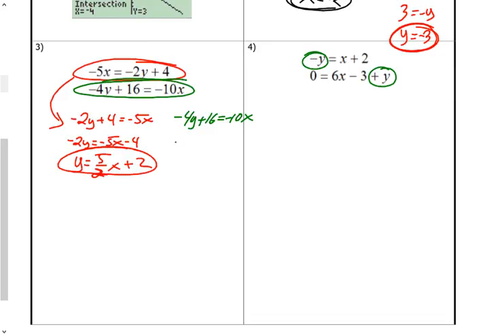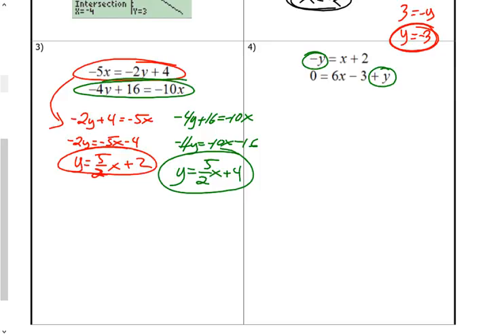Let's subtract 16. And I'm going to divide by -4. There we go. Now, here's something interesting occurred. We haven't run into it yet. What can we tell about those two lines? The answer is that they're parallel.